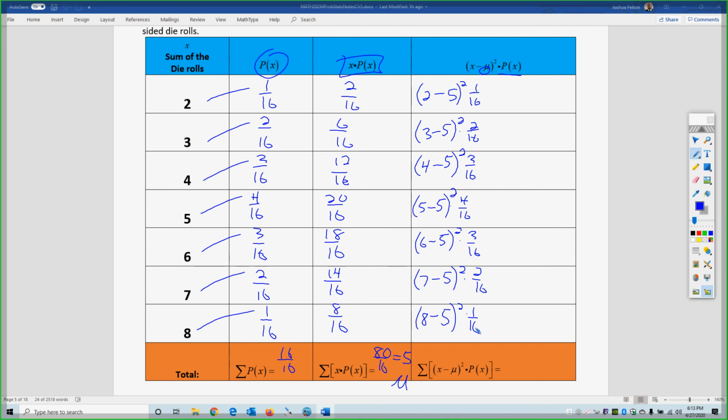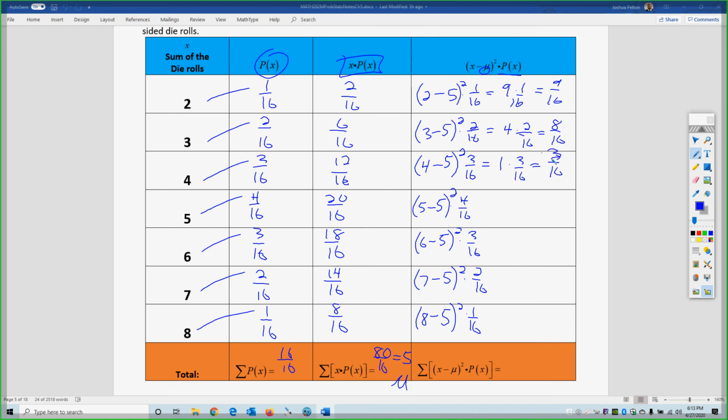Okay, so 2 minus 5 is negative 3. Again, squaring gets rid of all negatives. So 3 squared is 9, so it's 9 times 1/16, or 9/16. 3 minus 5 is negative 2. Square it, you get 4, so it's 4 times 2/16, or 8/16. 4 minus 5 is negative 1. If you square negative 1, you get 1 times 3/16 is 3/16.